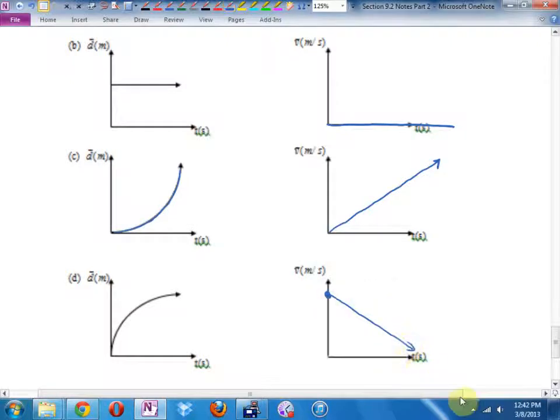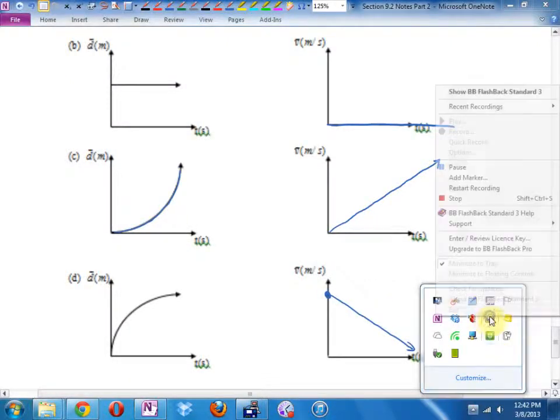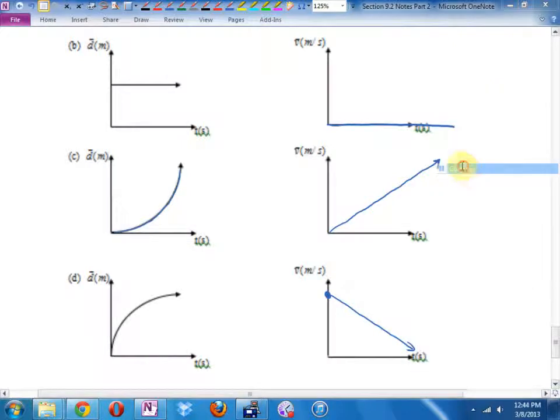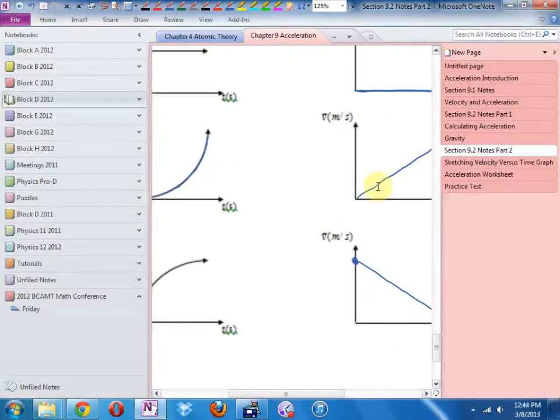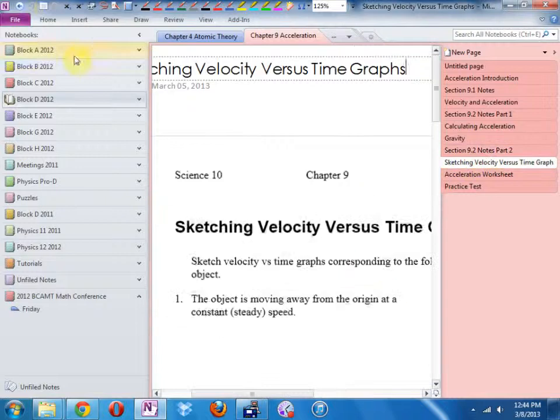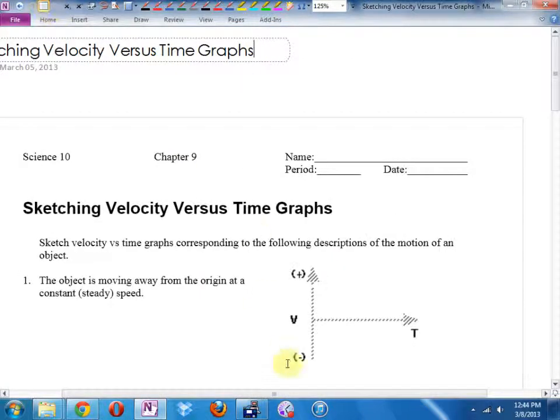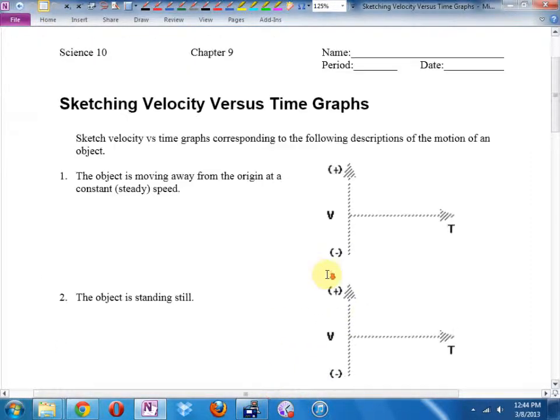A couple more practice ones, and then I'm going to turn you loose, and we are done the unit. We're going to do a couple of sketches just using our imagination. I called this sketching velocity versus time graphs. I stole this from the internet. Okay, so here we go. It says sketch velocity versus time graphs. By sketch, all I mean, Kenzie, is get the slope right, positive or negative.